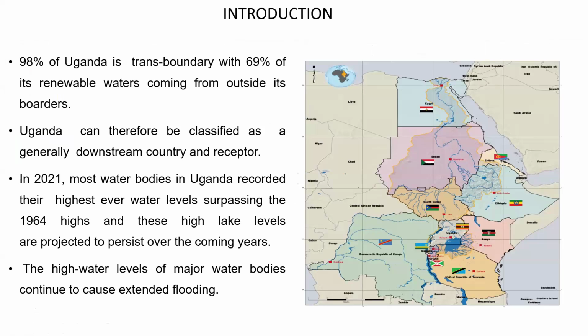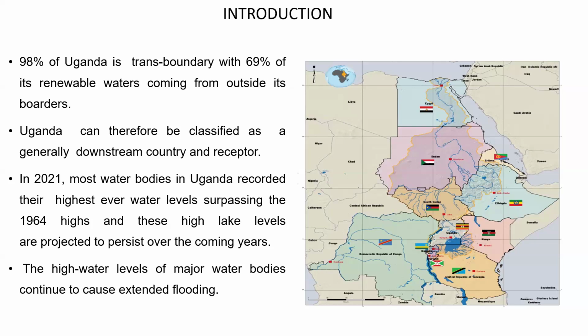So as a matter of background, we know that 98% of Uganda is transboundary, with 69% of its renewable waters coming from outside its borders. This places Uganda in both a downstream and an upstream situation. But with regard to receiving water resources, you would classify it more as a downstream country because it has a lot of water coming in. Given that 15% of Uganda is open waters, and with increased water inflows due to climate change, we shall have recurrence of flooding in many places being more frequent. So, as Uganda and as our placement, the risk of flooding is relatively high.